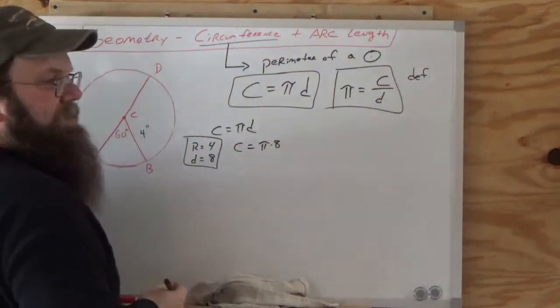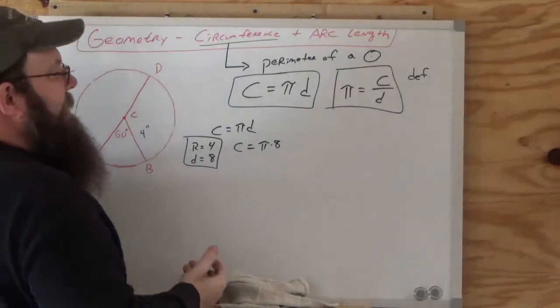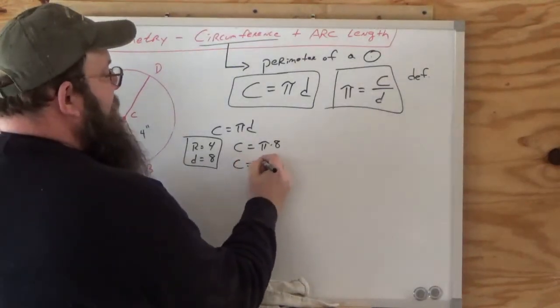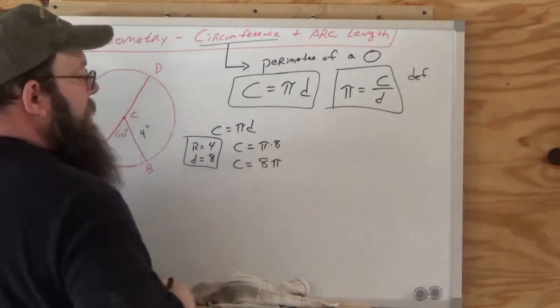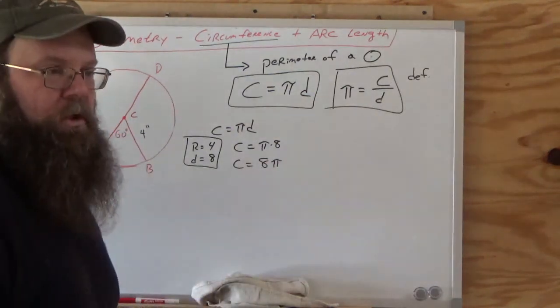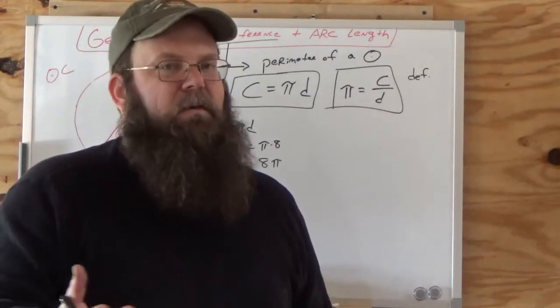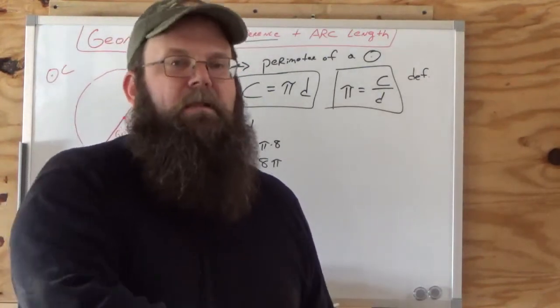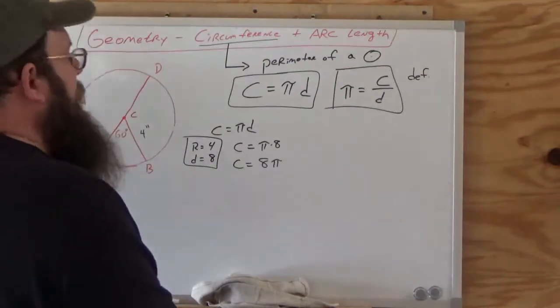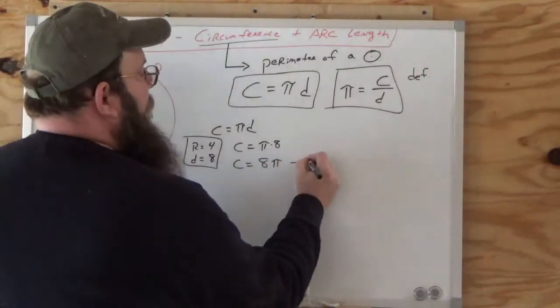Well, pi times 8 sounds dumb. We don't like that. How do we normally say it? 8 pi. Putting the number first. You know, we always say 8x. We don't say x8 because x8 doesn't sound good. It's 8x. So 8 pi. This is in terms of pi.